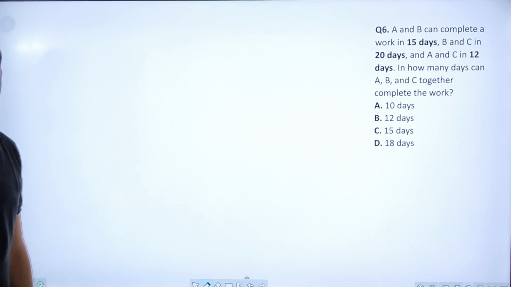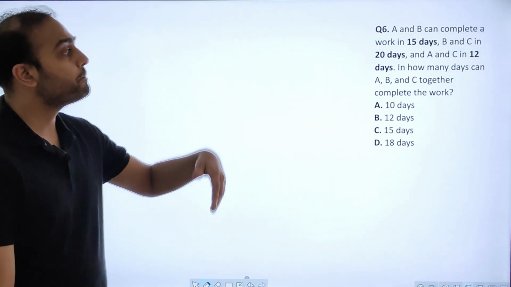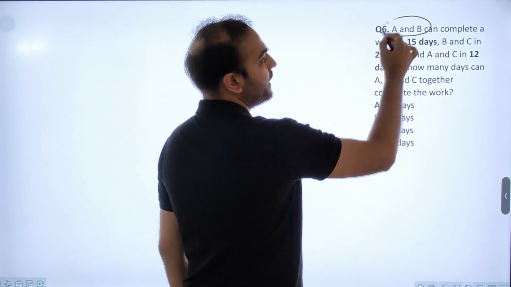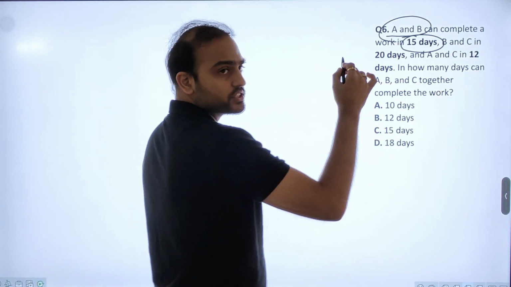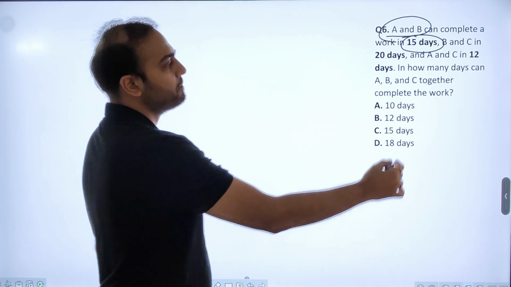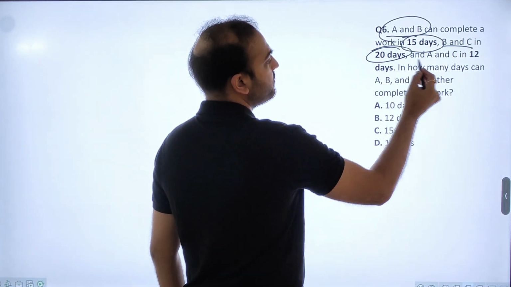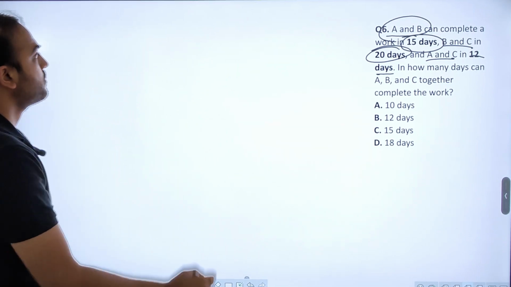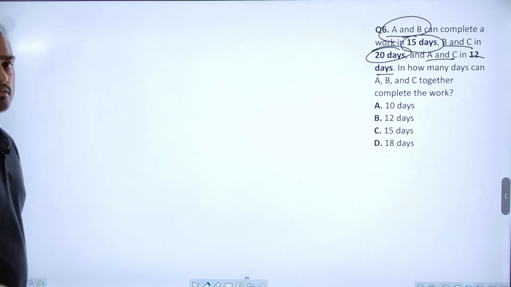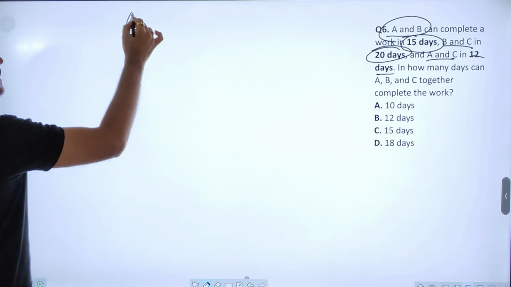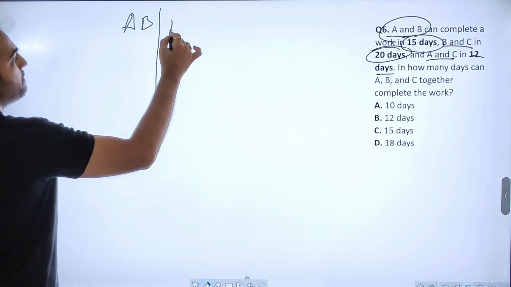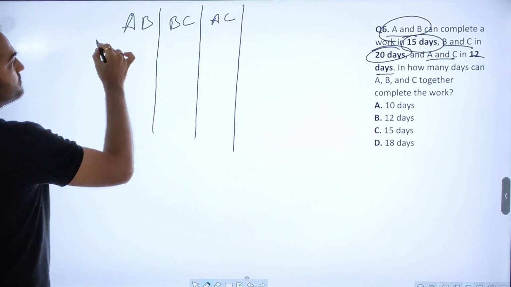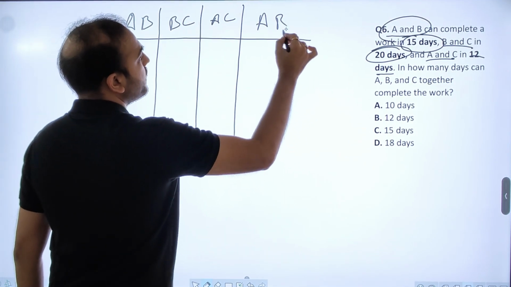If you have read the question, you will realize here we have people working together, right? Sets of people working together. So A and B together are finishing the work in 15 days, B and C 20 days, A and C 12 days. Okay, so no problem. Again, you just make the table, but now you write AB, BC, AC. The question is for ABC.